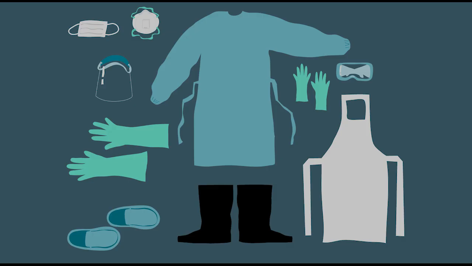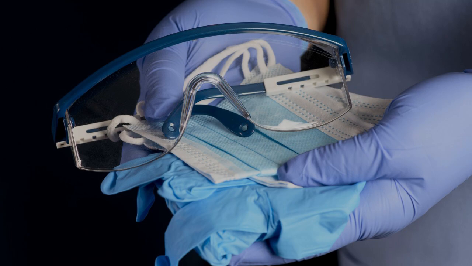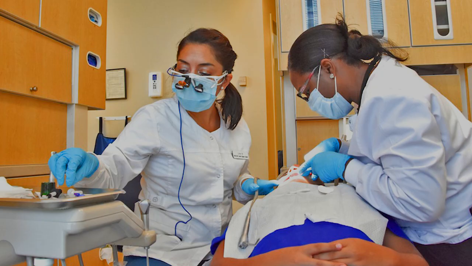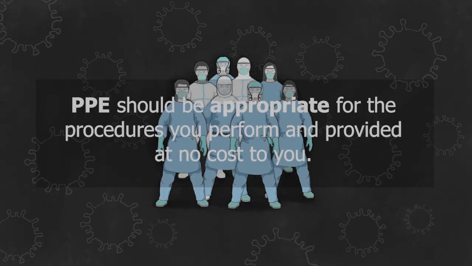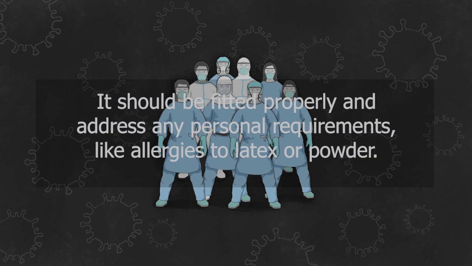Personal protective equipment, or PPE, is specialized clothing or equipment that's used as a barrier to protect you against blood or other potentially infectious materials. This includes gloves, masks, eye protection, barrier garments, pocket mouth-to-mouth resuscitation, or other ventilation devices. In other words, whatever is required to protect you from the possible exposure to bloodborne pathogens. Your employer has the obligation to make appropriate PPE readily available at no cost to you. The personal protective equipment must be fitted properly and address any personal requirements like a latex allergy.